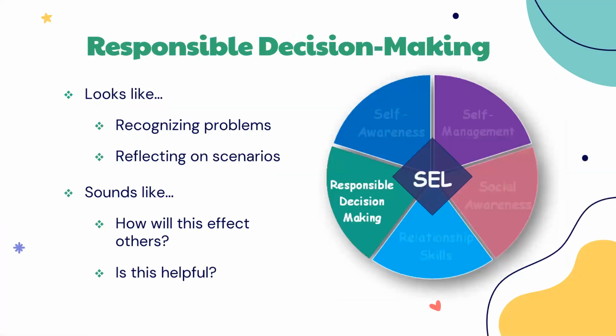Moving along. And responsible decision making. So our last one. This is all about recognizing different problems, different scenarios, and then talking through those problems, reflecting on, like the bottom part, if things are helpful, if they're impacting other people in a positive way, in a negative way. And students love to have these kinds of discussions. And I think as long as you find age-appropriate content, you can have some really cool discussions with students. So moving along.